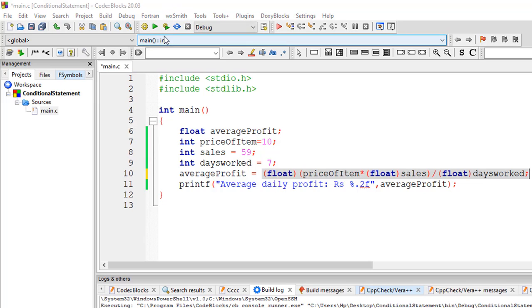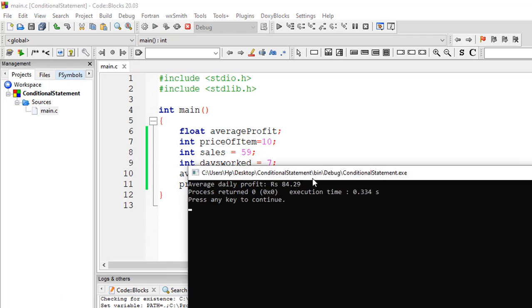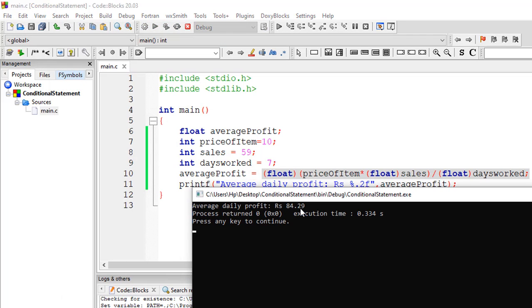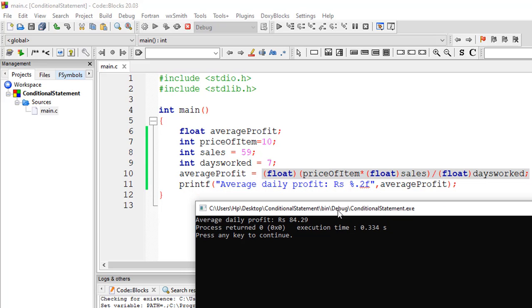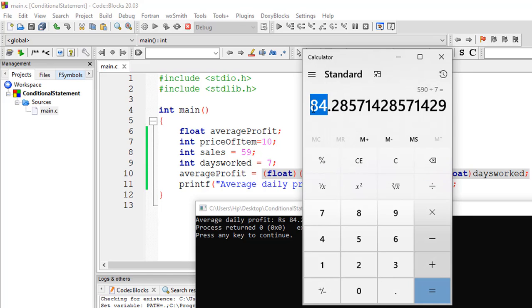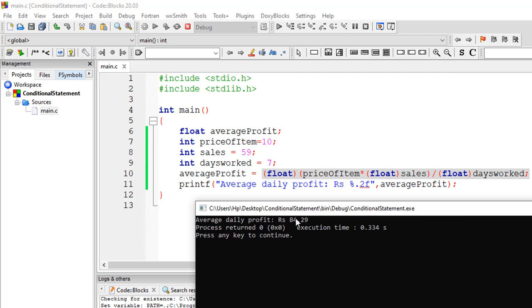I can check the answer. This is the answer I am getting. Why is this 9 coming here? Because it was 28. It is all because of rounding. This is actually a round off of this figure. It was 84.28, but the value 5 is greater than or equal to 5, so this 8 is becoming 9. This is the round off. That is the reason I am getting 9 here.